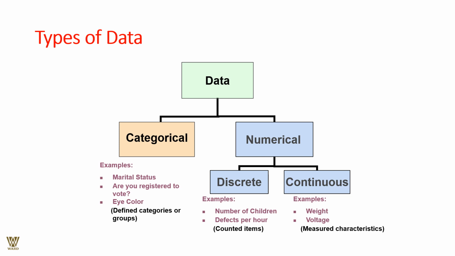Let us talk about the numerical data: the discrete data and the continuous data. Discrete data will be the number of children, defects per hour, counted things. Continuous data would be about your weight, about voltages, and so on.